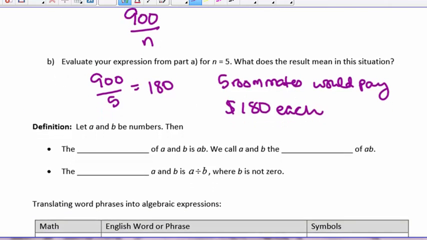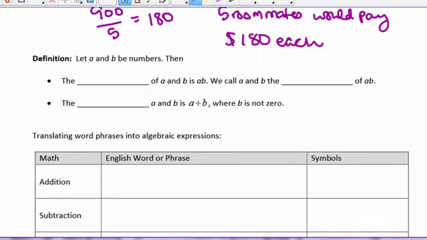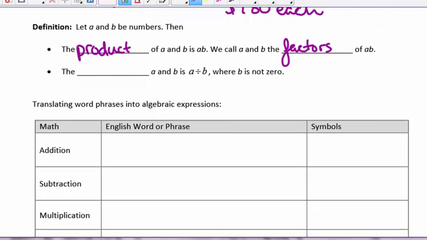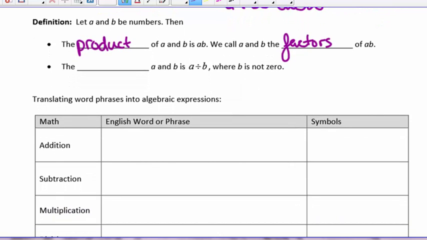Alright. Definition. Let A and B be numbers, then the blank of A and B is AB. Okay, so this is the definition of a product. Product is another word for multiply. When I multiply A and B, I get AB. We call A and B, the two parts in the product, the factors of AB. So a couple definitions there. The definition of product and factors.